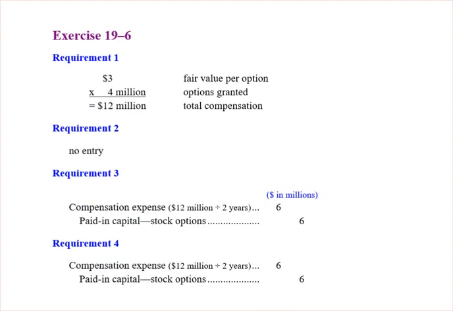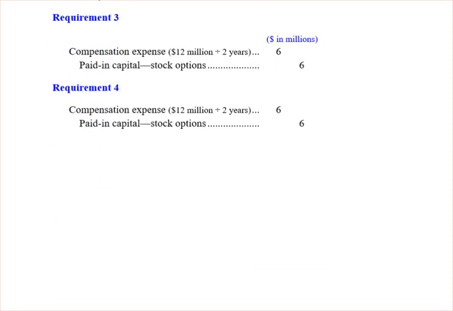Then on 3 and 4, these journal entries are going to be equal, and they are going to reflect the spreading of the options over the time period, which is 6 each time. So your paid-in capital is going to grow by $6 million each time, in which case you will have paid-in capital stock options for $12 million.